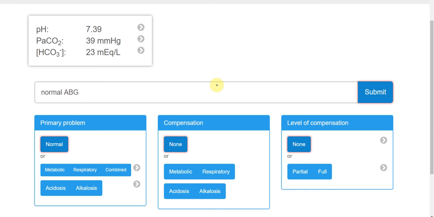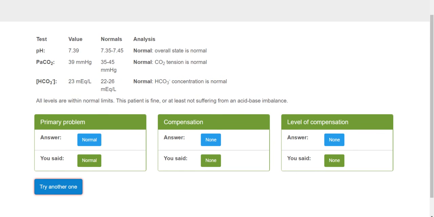CO2 is between 35 and 45. It's 39, so it's normal. Bicarb is 23, which means it's normal, being between 23 and 26. So this person doesn't have a problem. There's no primary problem. There's no compensation because there's nothing to compensate for. So they are normal and healthy. They are within normal limits.